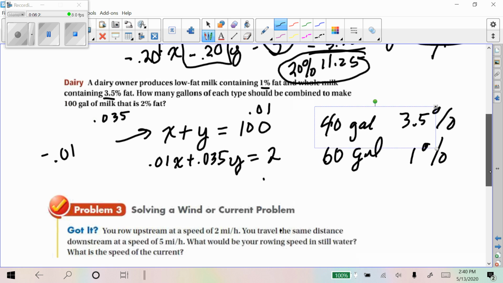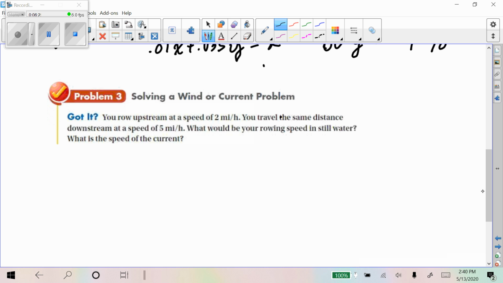All right, the next problem we're going to do is solving a wind or current problem. Now, these little equations actually turn out pretty simple. You just got to imagine the problem. So you're rowing upstream. That means you're against the current. Let's say that if there was no current, you would go 10 miles per hour, and let's say you're rowing against a 3 mile per hour current. Well, you just subtract those two to get your actual rowing speed. So 10 minus 3 is 7. So you're actually rowing at 7 miles per hour when you're going against a 3 mile per hour current.